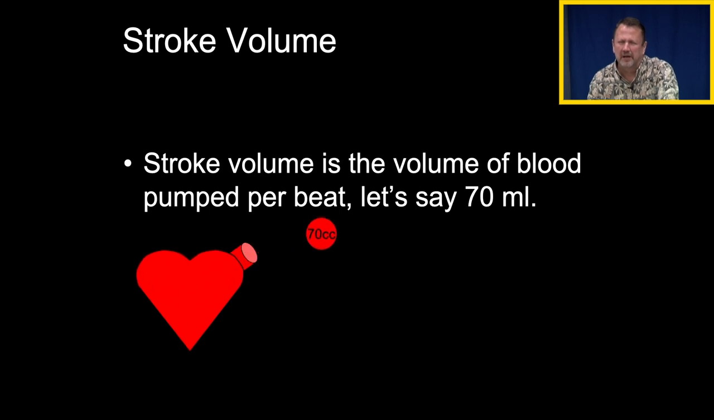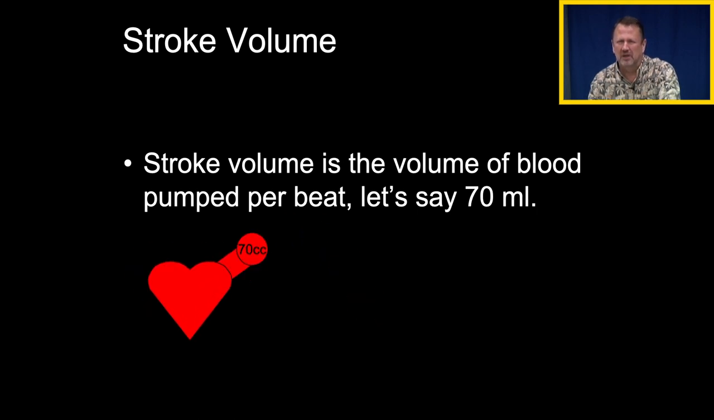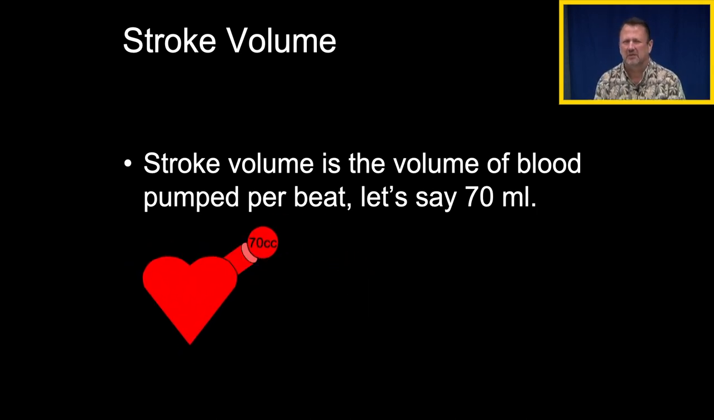It's a little more complicated, but it's not really that hard. Stroke volume is the volume of blood that's pumped with each beat. We can't directly measure that. We can assume that it's probably about the number of milliliters that you are kilograms. So in a normal 70 kilogram person, we're going to say it's 70 mils. All right, so stick with a 70 milliliter stroke volume and you'll be fine.